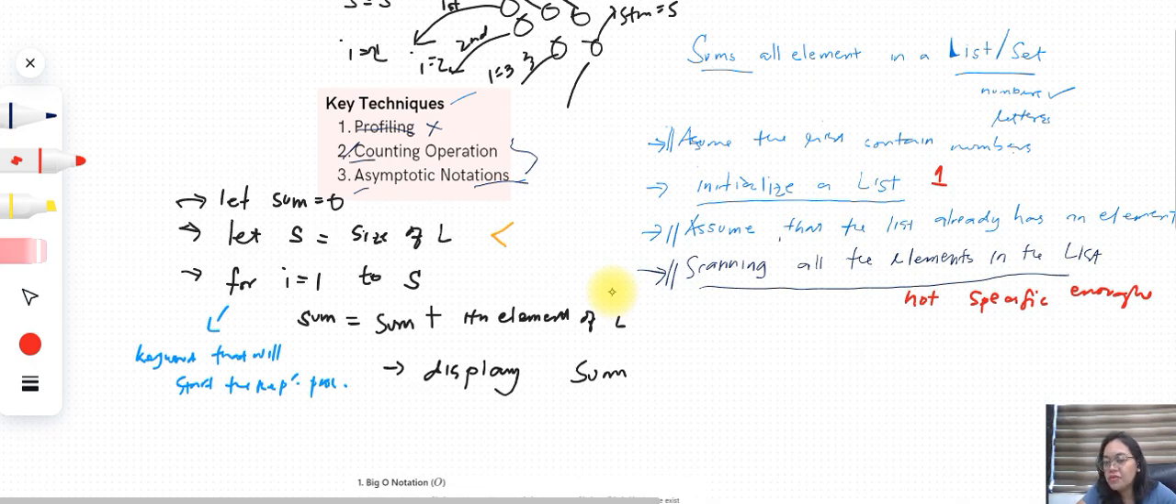Of course, let sum is equals to 0. So that would be 1. And then let S be the size of L. So that could be 1. Okay.